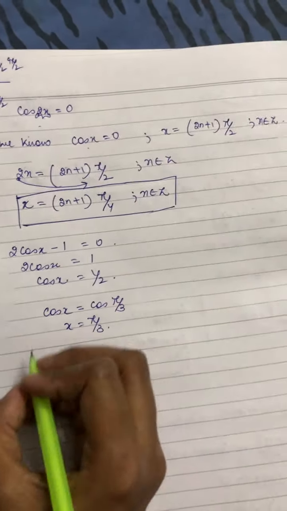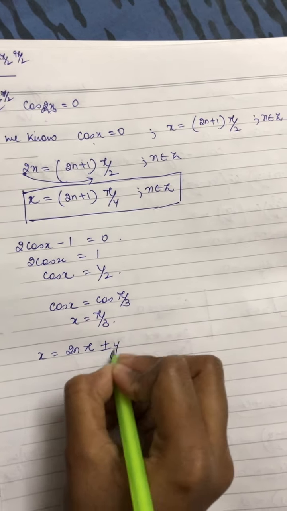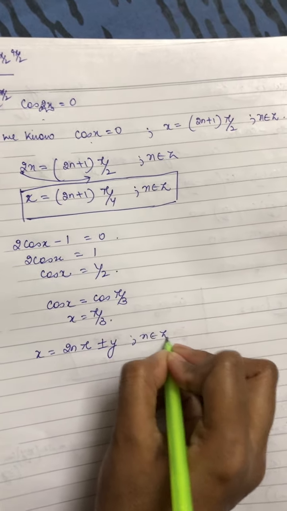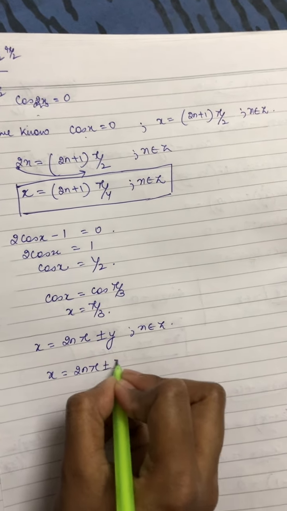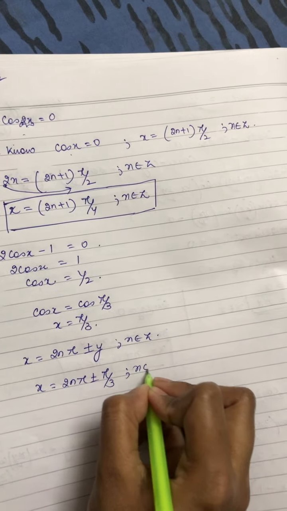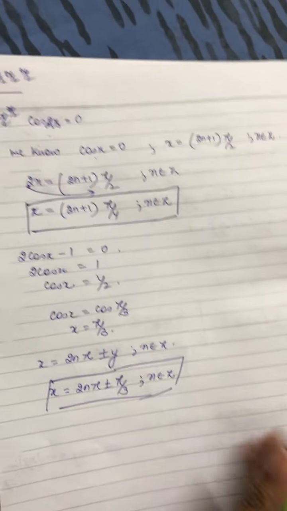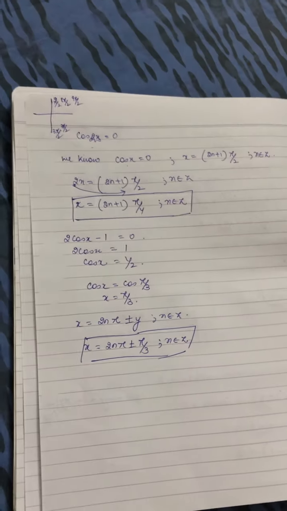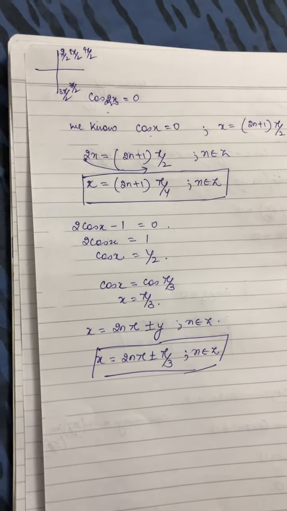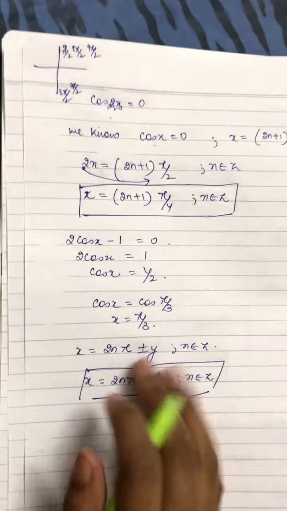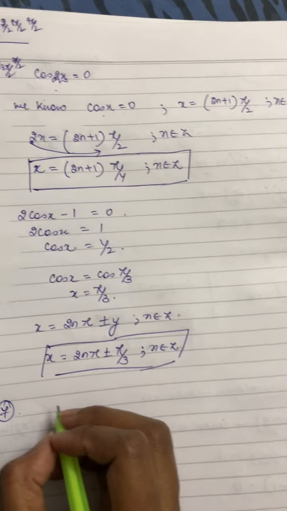x is equal to pi by 3. Now put this in the general solution which is 2n pi plus minus y where n belongs to z. So x is equal to 2n pi plus minus pi by 3 for all n belongs to z. Okay, so in general solution also, if there is an equation you need to find out the factors. Now if I just move to question number 7, it is exactly the same.